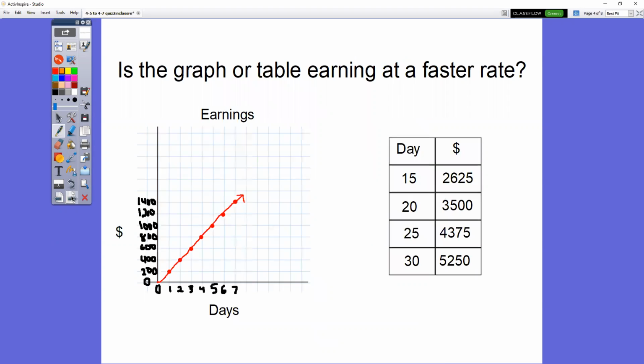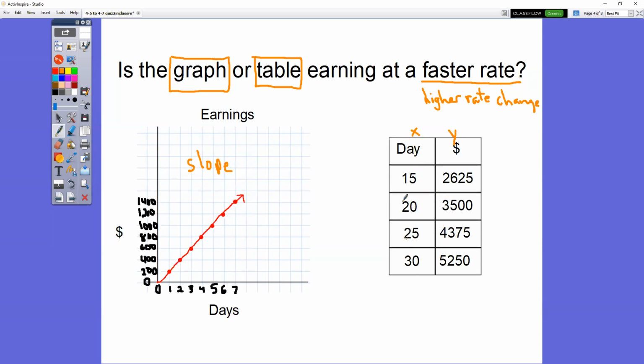All right, the next type of question is like this. You're looking at a graph and you're looking at a table. They want to know, is the graph or is the table earning at a faster rate? Now, by faster rate, you are looking for the higher rate of change. So since you're looking for the higher rate of change, you need to find the slope for this graph because that tells you your rate of change. And then for the table, you need to find the rate.